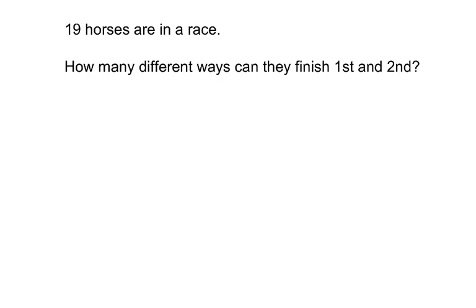19 horses are in a race. How many different ways can they finish first and second? Well, in this particular problem, I don't have as many spots to worry about as I did in the license plate one. Here, I just care about first place and second place. And I've got 19 horses in my race. So any one of them could finish in first place. So I've got 19 possibilities there.